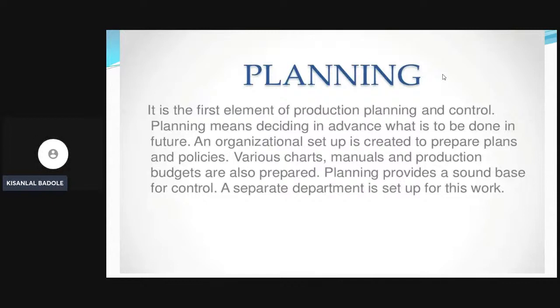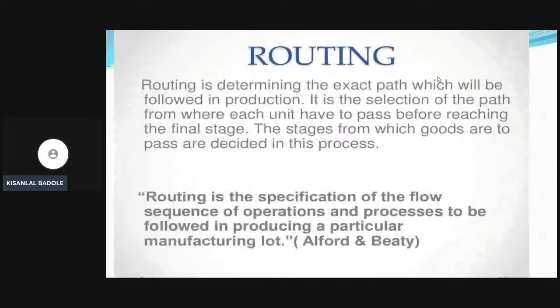R&D department, production department, assembly department, dispatching, marketing. In any type of industry, there are individual departments provided, and therefore they do the planning: how much budget they are taking, and the various charts and manual production, planned properly. After that comes routing, which is determining the exact path to be followed in the production.